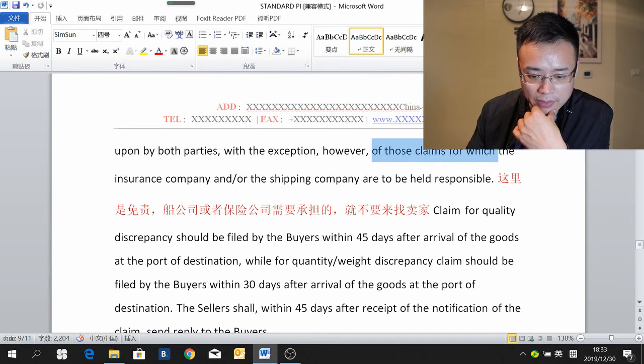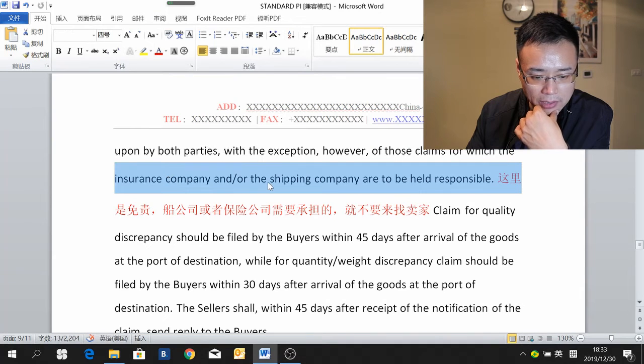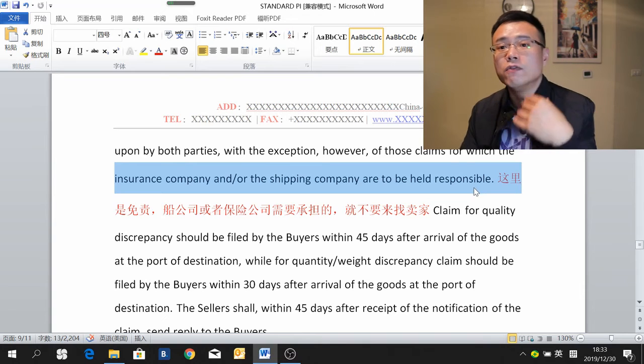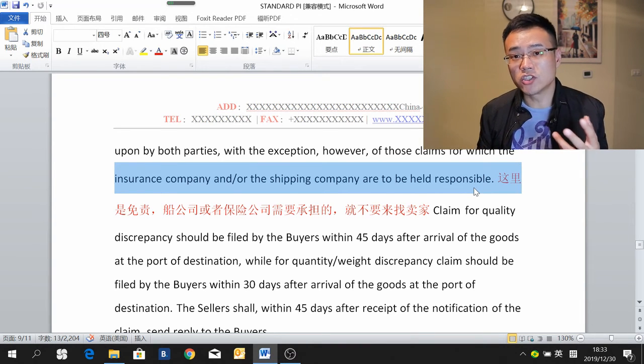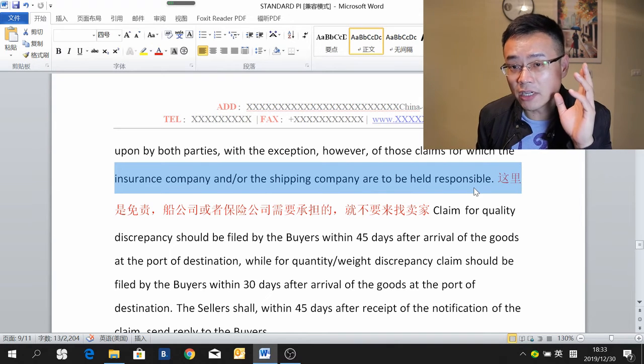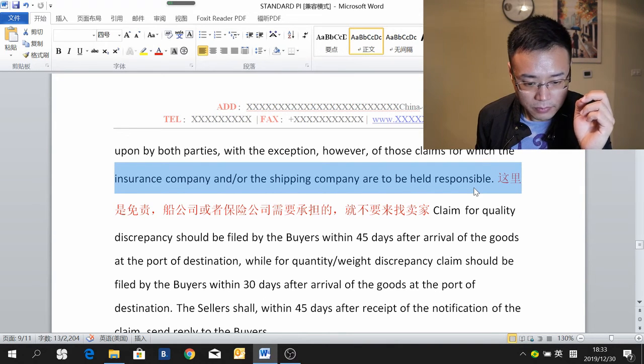However, for those claims for which the insurance company and or the shipping company are to be held responsible, this is to avoid your own responsibility. Some cargo damage is done by the shipping company, especially in bulk shipping, bulk vessel.